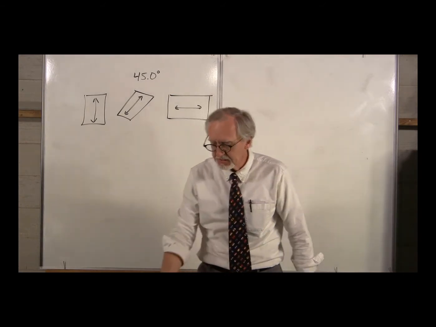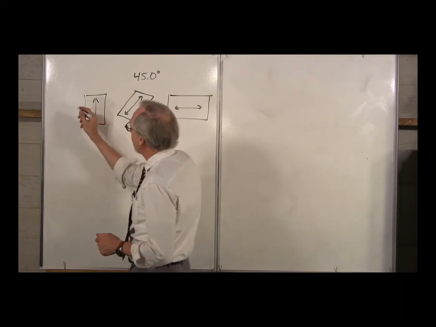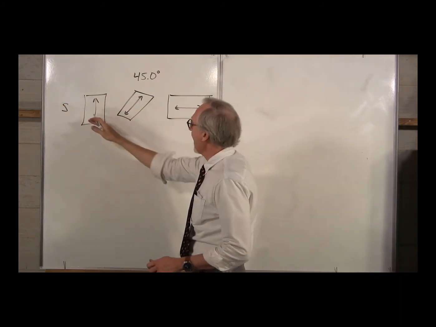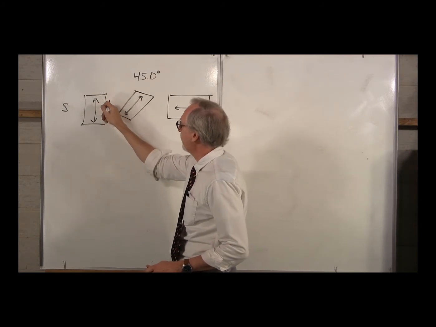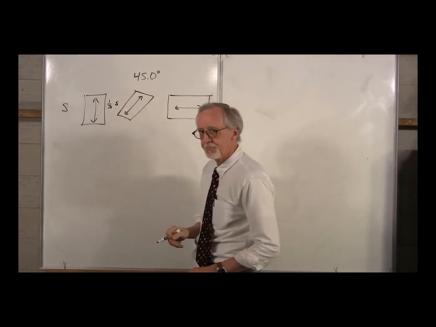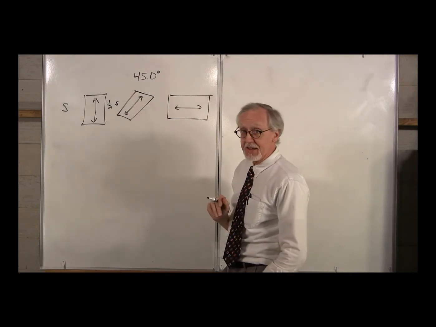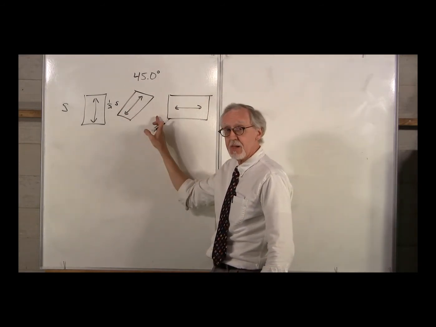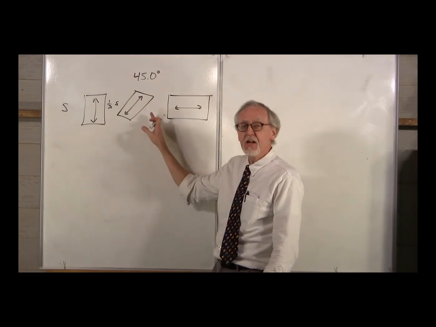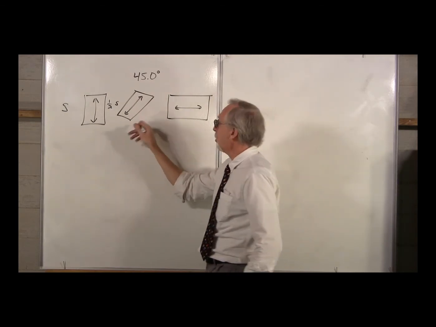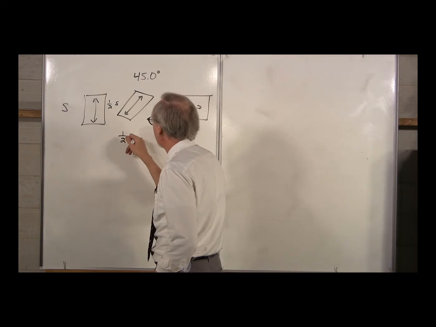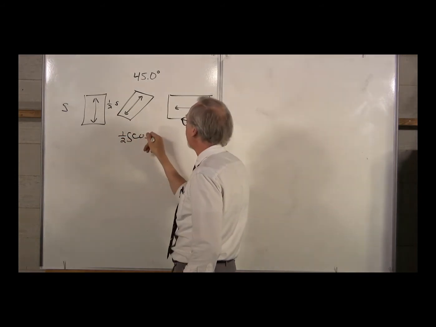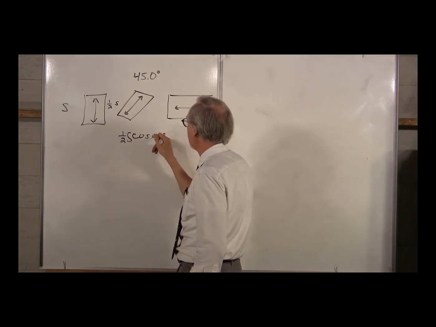Well, this is a very interesting question. Let's imagine that we have our original intensity over here of S. How much makes it through the first one? 1/2 S. How much makes it through the second one? Well, we have to take this intensity multiplied by cos squared. What's theta? Theta is 45. So we have 1/2 S cos 45 degrees squared.